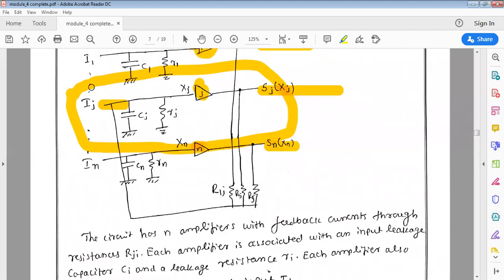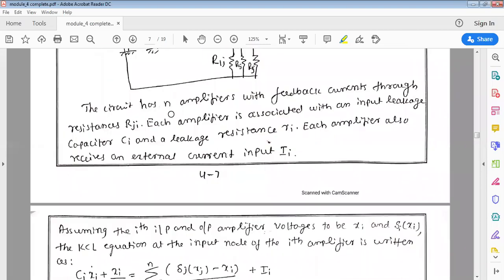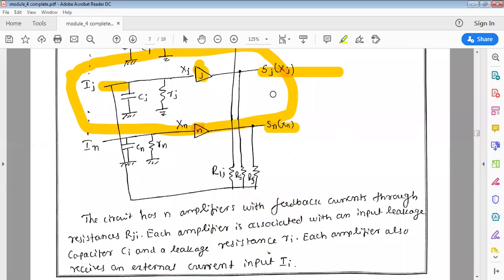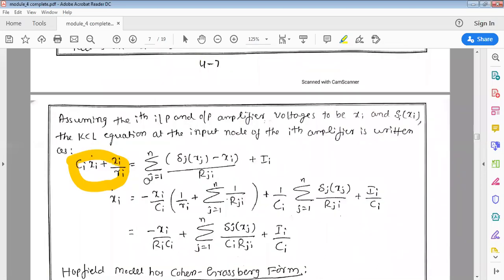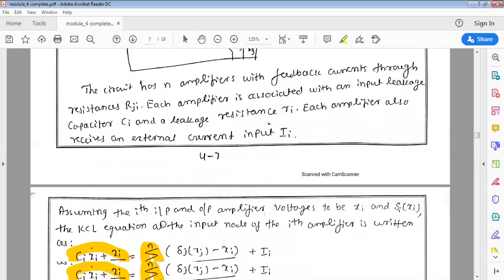Current through a capacitor is directly proportional to the rate of change of voltage across the capacitor. Plus this is one current through the capacitor to the amplifier. There is another current, voltage divided by resistance, that is xi by ri, the second current written. These two are the incoming currents through the network, that is equal to all the currents. This is for all of them, summation j is equal to 1 to n, which means there are n networks here, 1, 2, 3, 4, and so on up to n networks.